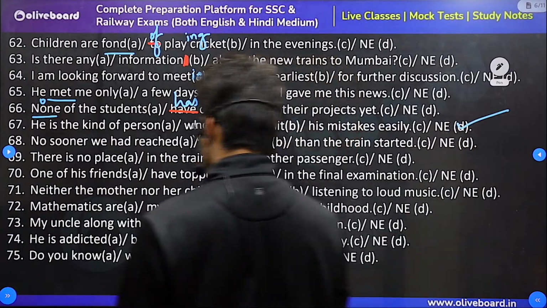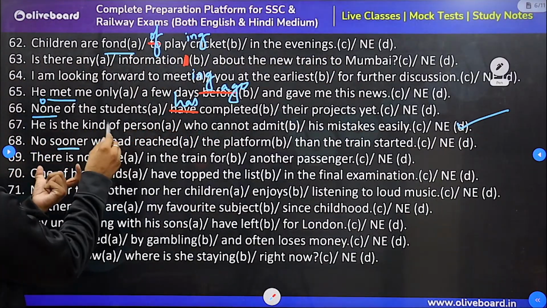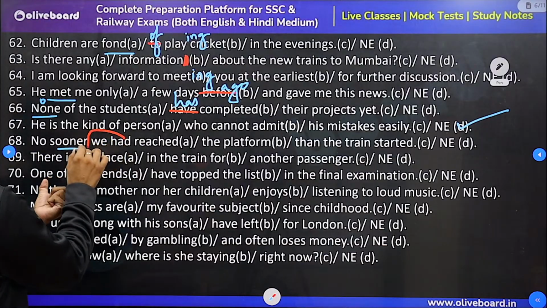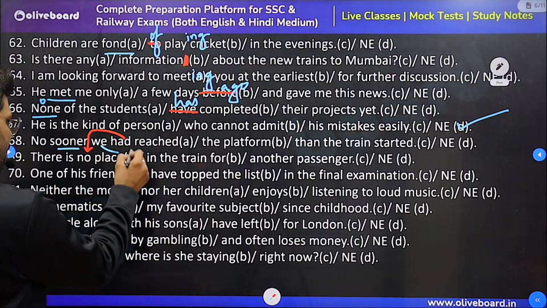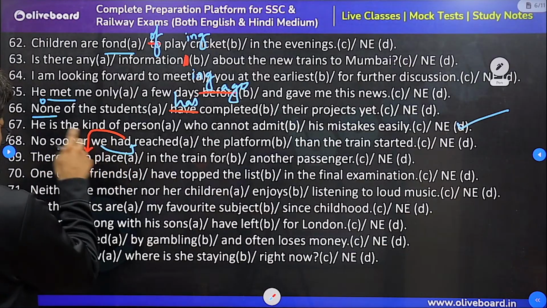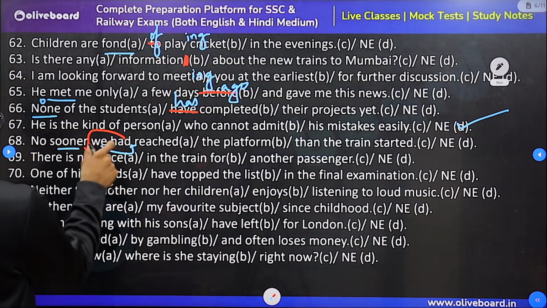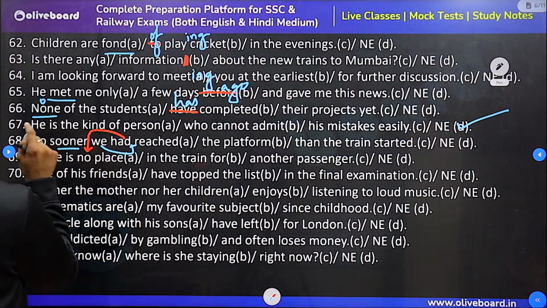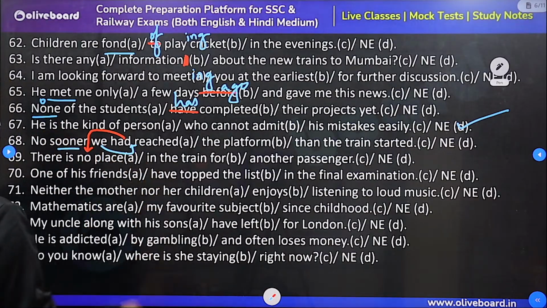No error, no problem. No sooner, that's an adverb. If it starts a sentence, it takes inversion. No sooner had we reached the platform than, hardly had I, no sooner had I or we, barely had we, scarcely had we, seldom does he. All these adverbs, when they start a sentence, they take inversion.